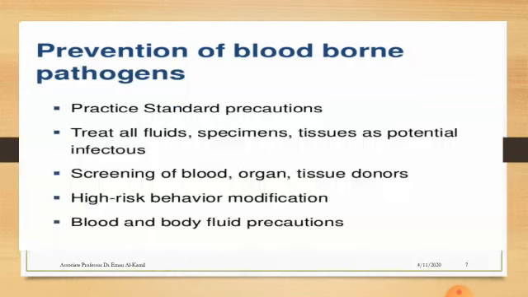So the prevention of blood-borne pathogens includes main points. The first is to practice standard precautions. Every practice, every clinic, every institution should have what is called the clinical standard procedure or precautions to prevent infections, and we are going to discuss this point.